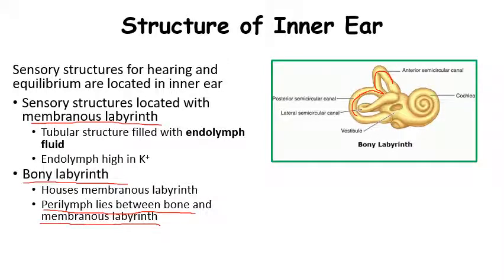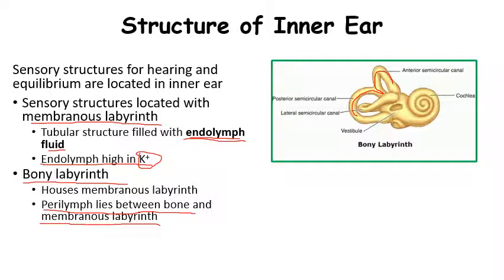membranous labyrinth is going to contain endolymph fluid. Okay, so on the outer side, between the bony and the membranous labyrinth, is perilymph. Perilymph is very similar to interstitial fluid. We're going to see endolymph, that inner fluid inside of the bony labyrinth, is high in potassium. Okay, so the sensory cells that are going to be located in this membranous labyrinth are bathed in a fluid that is high in potassium.